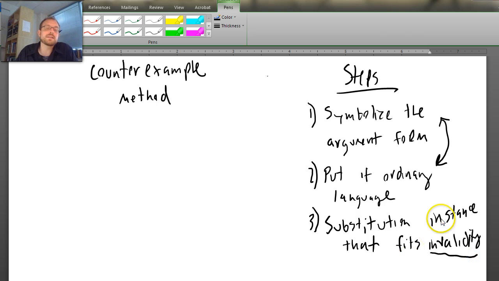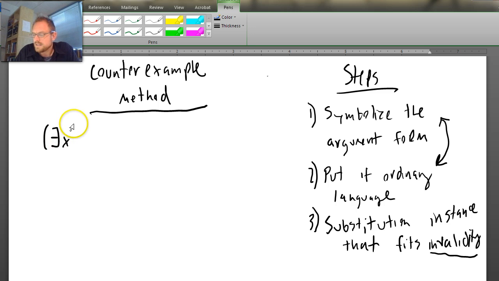And then if you find that, then it's invalid. The difficult thing in this method is that it's very difficult to sometimes find a counterexample. But let's just give an example here, just so you can see what it looks like. Let's imagine we had this example here in predicate logic.